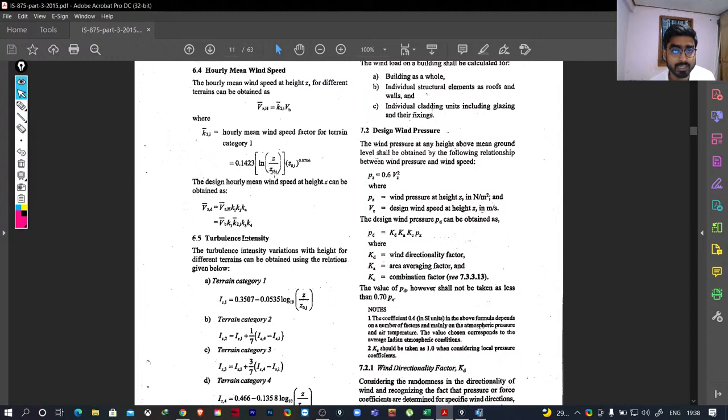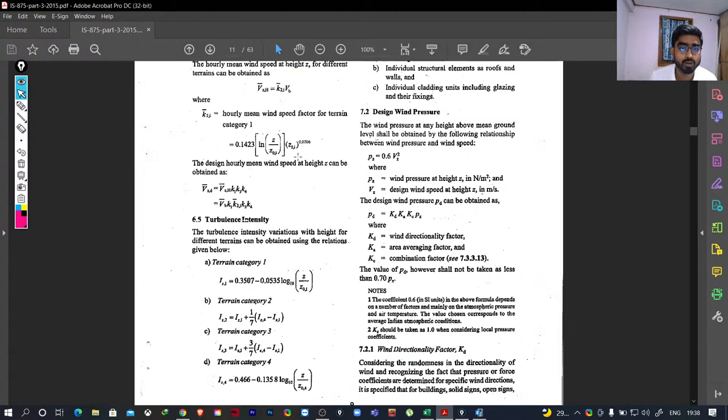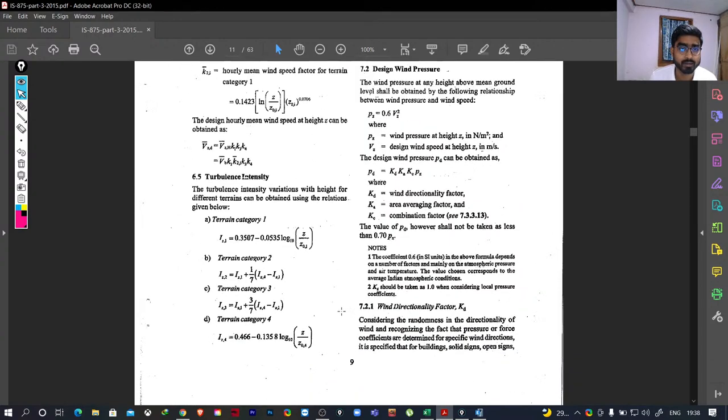You see the Z by Z0I. That means Z is the total height of the structure, and Z0I means at which level you want to find out the value of K2. With this formula you can find out the K2. It is in 6.4 on page number 9, right?